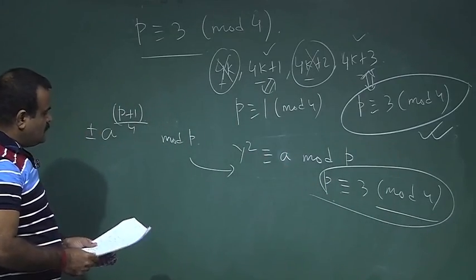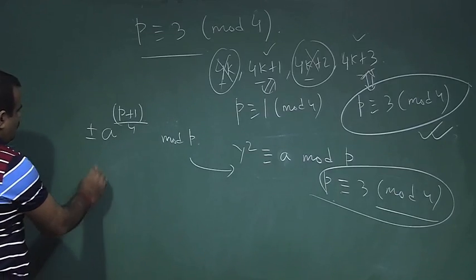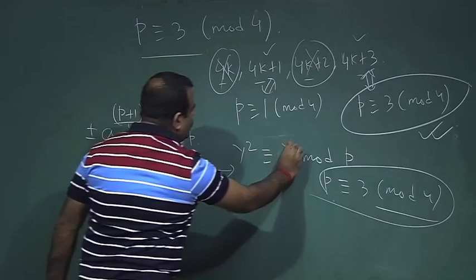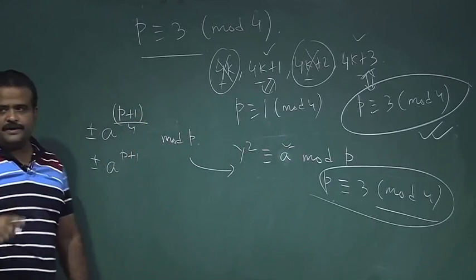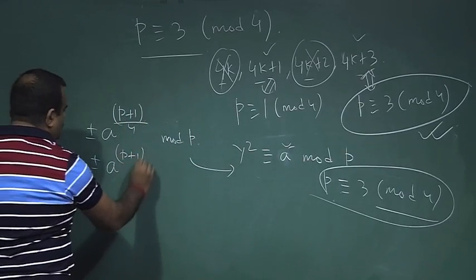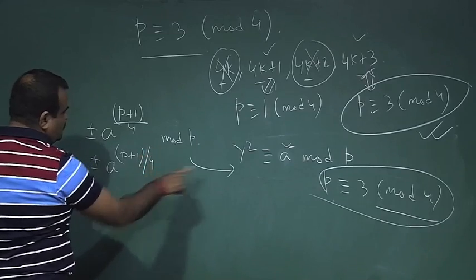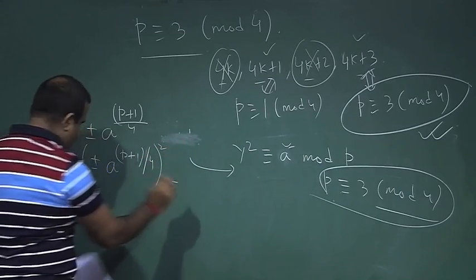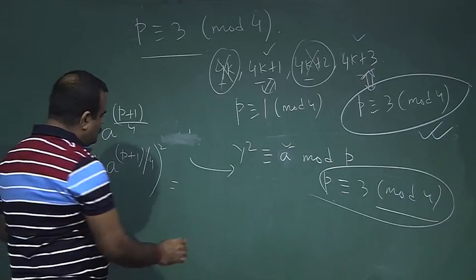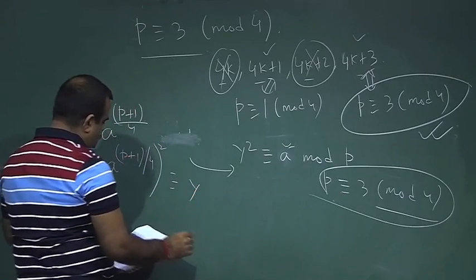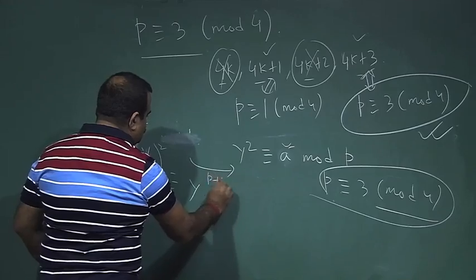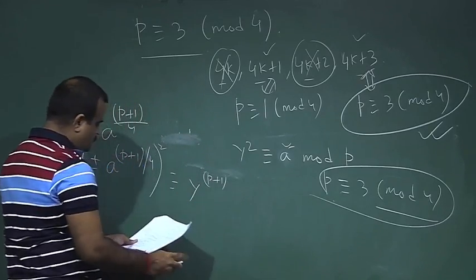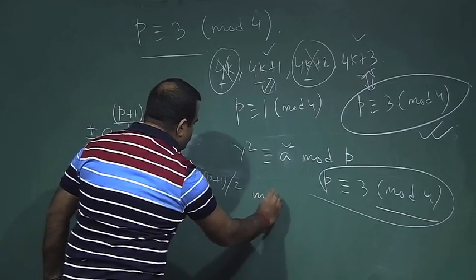Why is this a solution? Because if you take the square of it, provided a is a quadratic residue, that means provided that the Euler criterion is satisfied. So, this is basically y we are suspecting. If you take the square of this, this will give us y to the power, so p plus 1 by 2, sorry, 1 by 2 mod p.